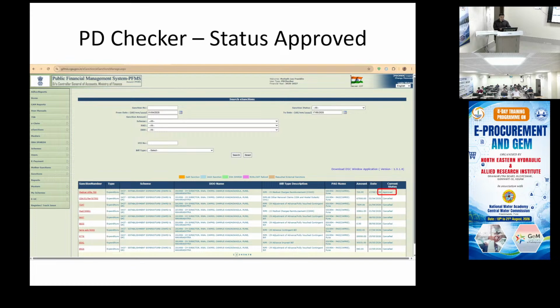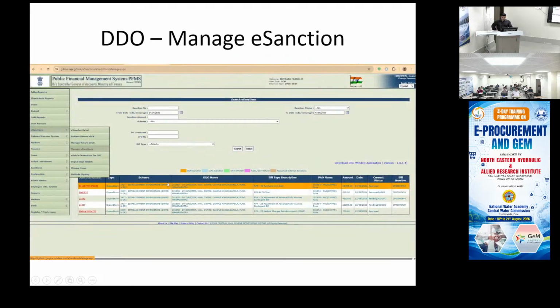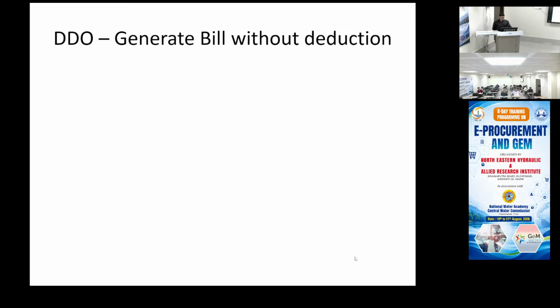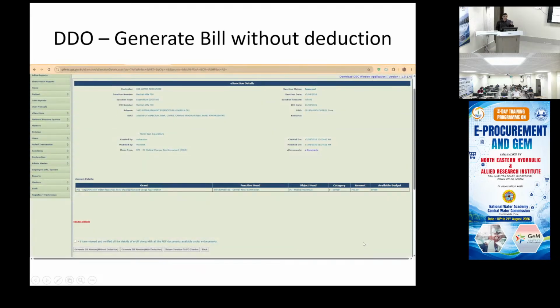Now the DDO will be able to see this bill in the manage e-sanctions box. Now DDO will go to manage e-sanctions. And over here you can see that bill, it has been approved by the checker. Here the DDO will generate a bill. So each bill will have a CP number associated with it. So DDO will generate bill without deduction. Here the deduction is deduction like GST, income tax, those kind of deductions.